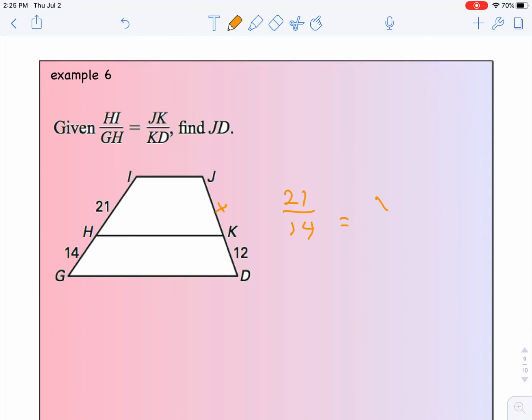No, this is not the one that is tricky. And so go ahead and solve that and see if you got it right. You should have gotten JD equals 30 units. These are pretty easy.